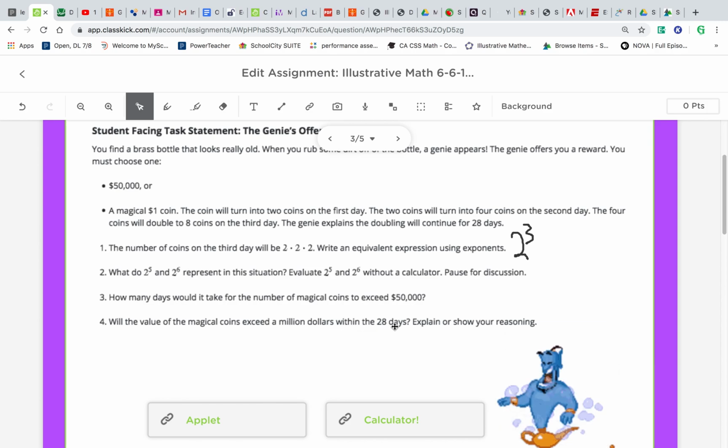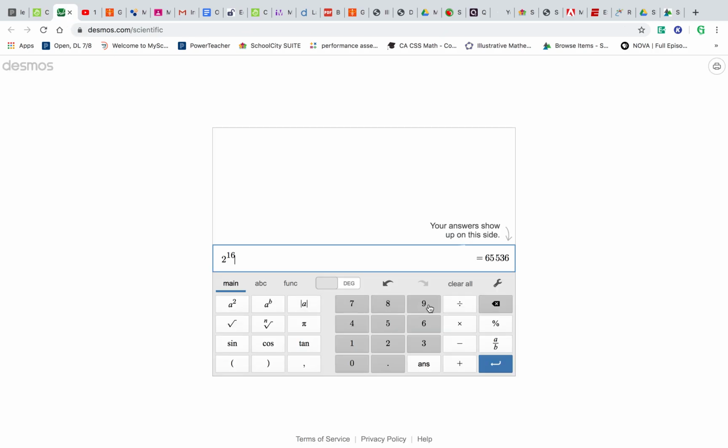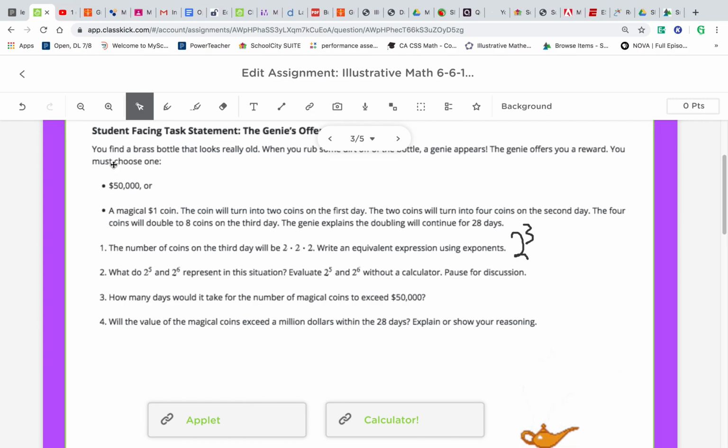And so within 28 days, what we're going to do is put 2 to the power of 28 because it's 28 days. So let's clear this and let's do 2 to the power of 28 and see what that gives us. 2 to the power of 28. Look at that. 268,435,456. You would be set for your lifetime, and you'd be rich for your whole lifetime if you had $268 million. So, will it exceed $1 million? Heck yes. It's going to go way past that. All right.